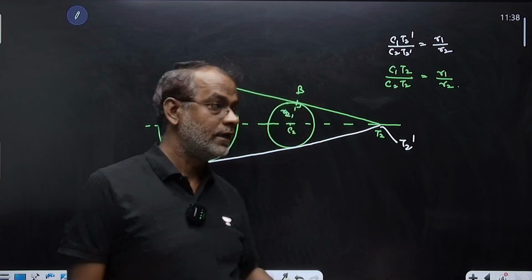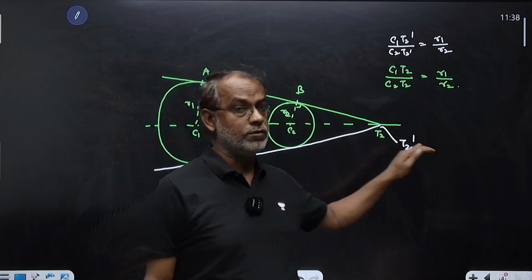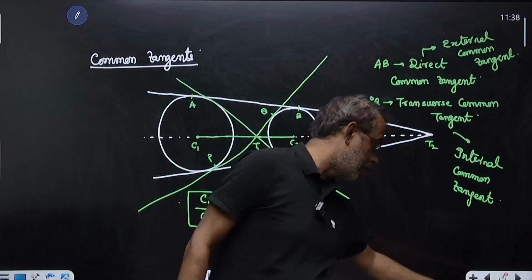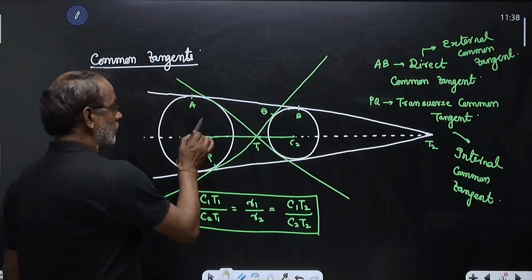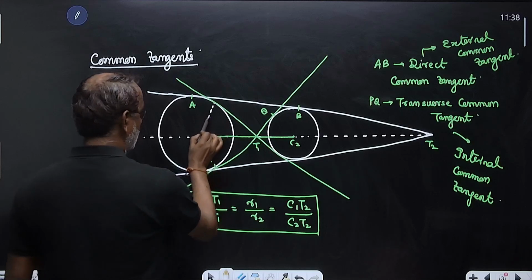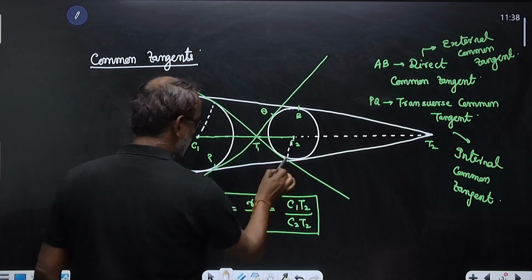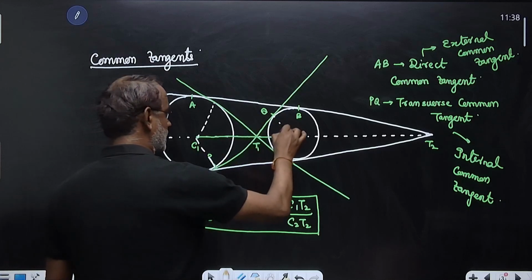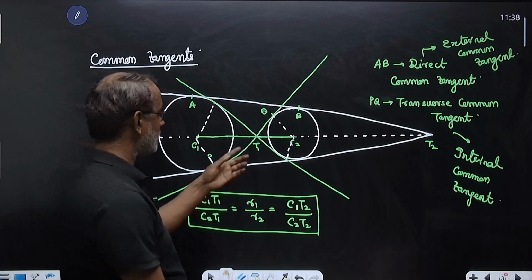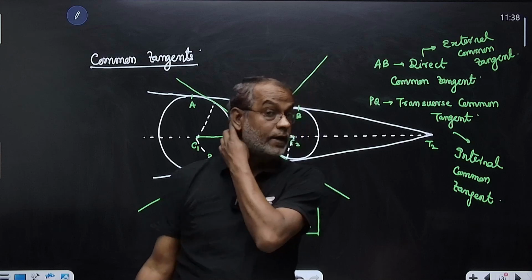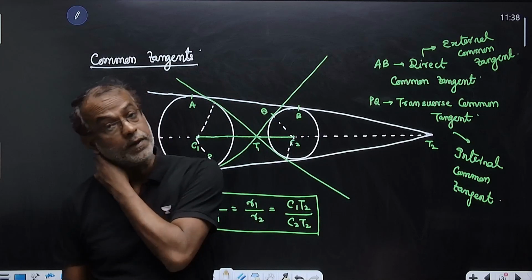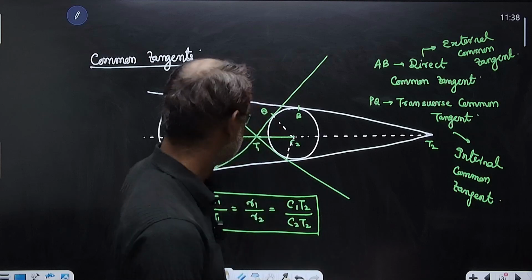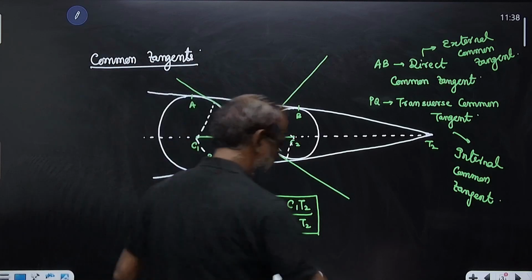So, this establishes the fact that direct common tangents meet on the line joining the centers, and I think you can now understand how we will do it for the internal one. We will draw this diagram, and similarly we will draw this diagram, and then we will say T1 and T1 dash divide in the same ratio R1 is to R2, so they must be coinciding. So, this is the first thing.